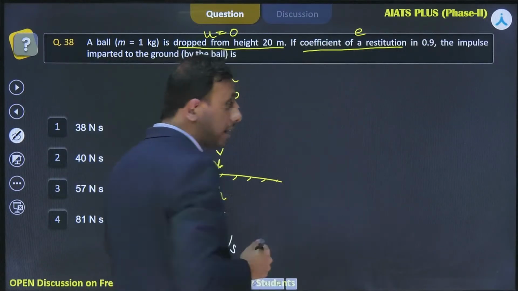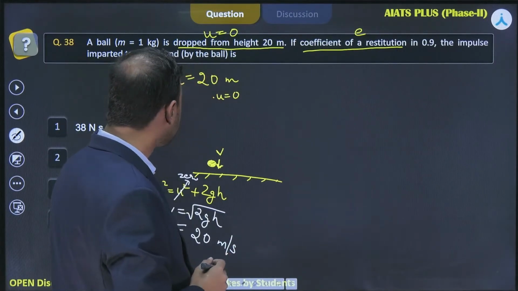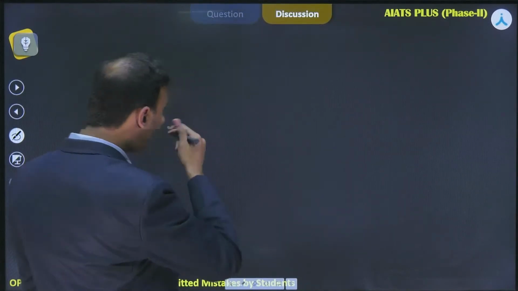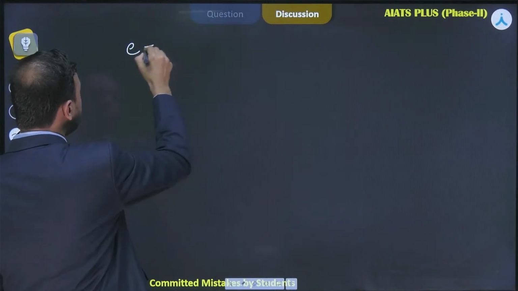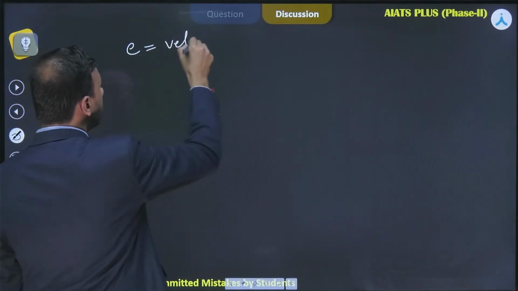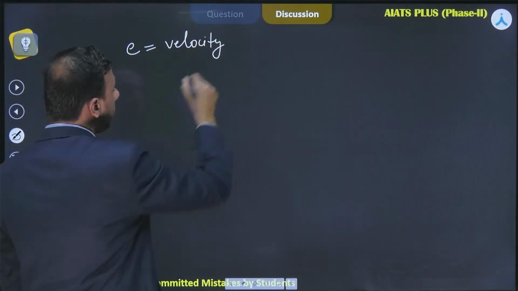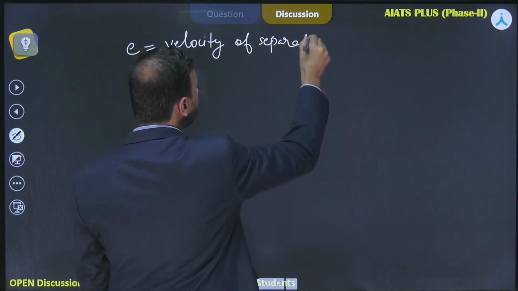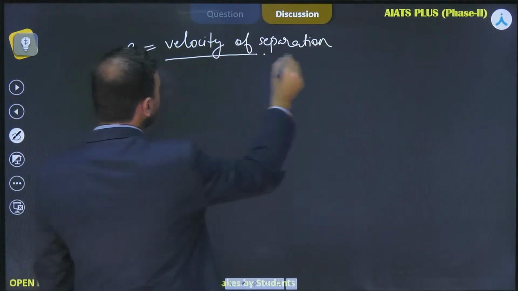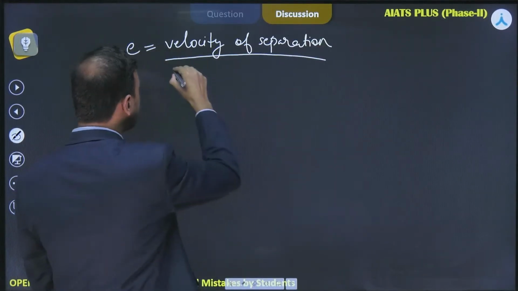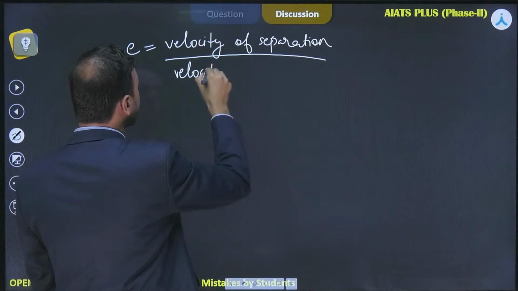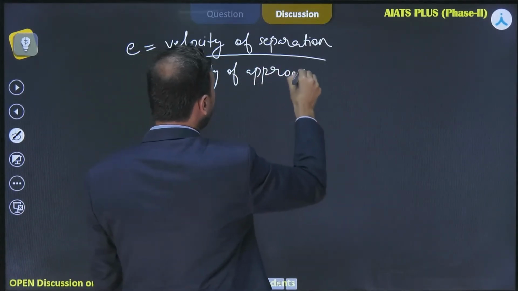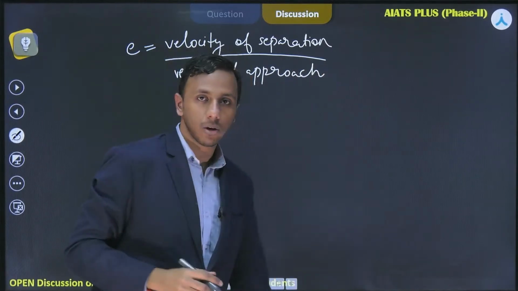E we studied last time. Do you remember? E is equal to what? I will write separately. So E is equal to velocity of separation of the two bodies upon velocity of approach of the two bodies.